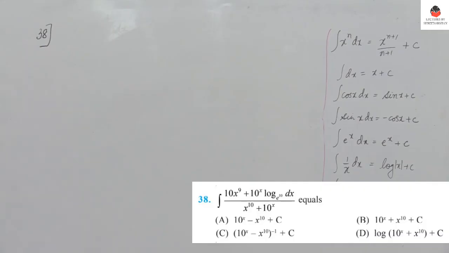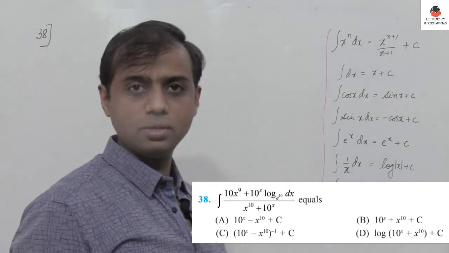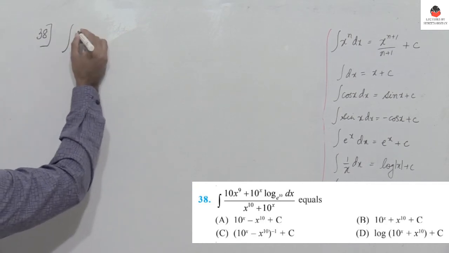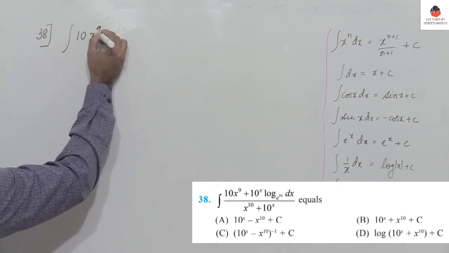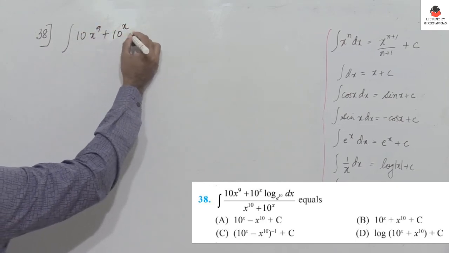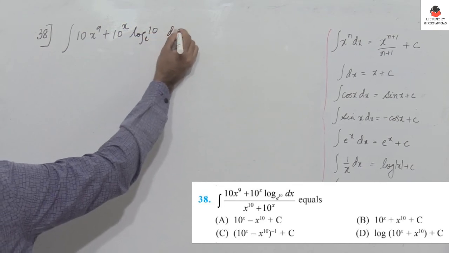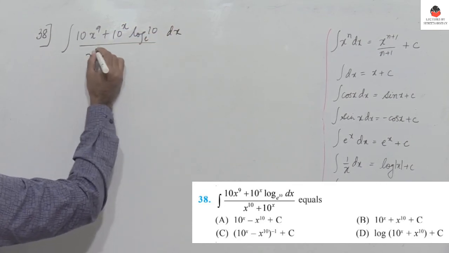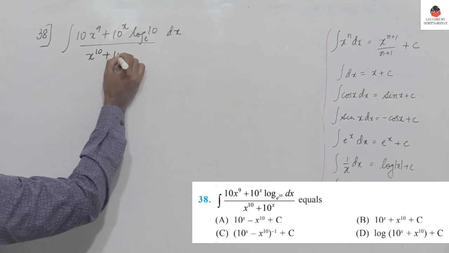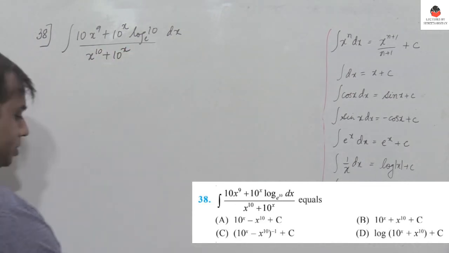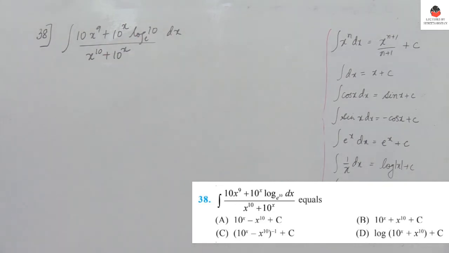So question 38 and 39 are multiple choice questions. So let's see which is the right answer. Question 38 is, you need to find the integral of (10 x power 9 plus 10 power x log 10 to base e) dx divided by (x power 10 plus 10 power x) equals. So we have to choose one of the options. So what is this equal to?